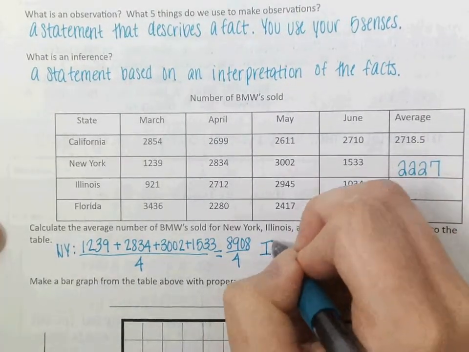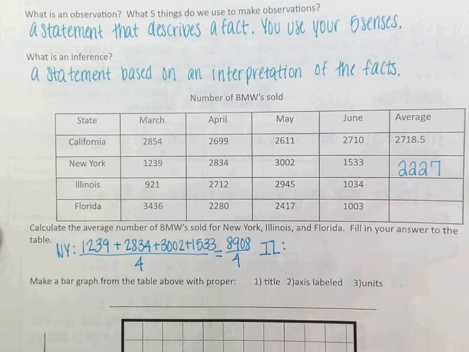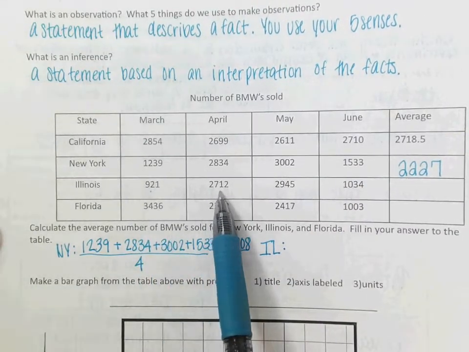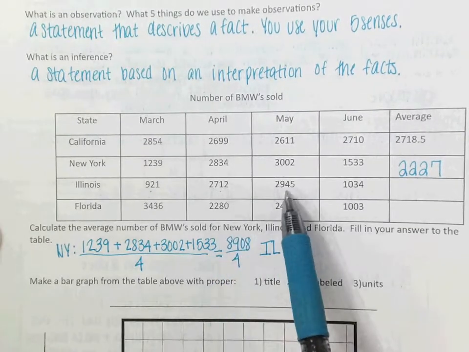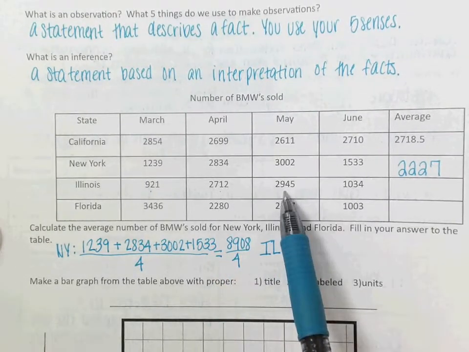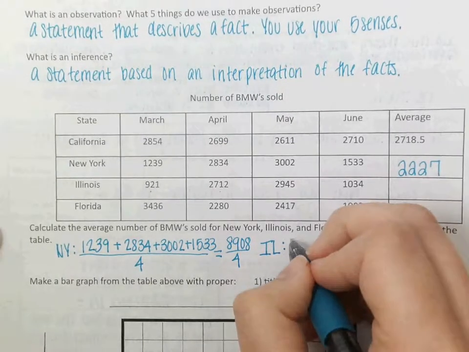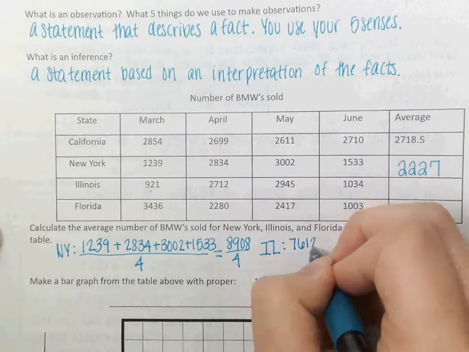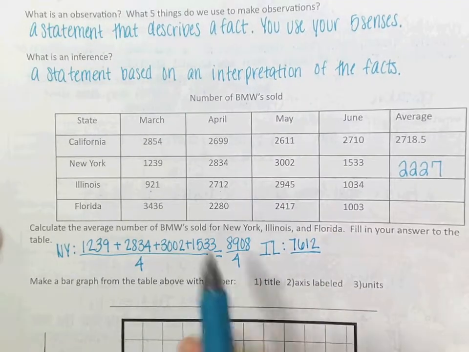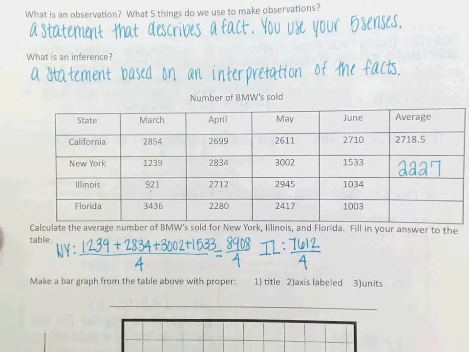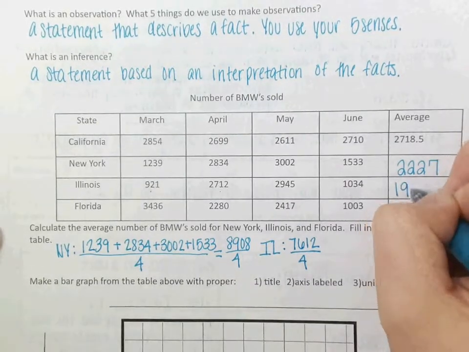For Illinois, I'm not going to write out all of the addition, but we know we need to add 921 plus 2,712 plus 2,945 plus 1,034. And when we add all those together, we get 7,612. And again, since we're adding 4 numbers, we want to divide by 4. And this gives us an answer of 1,903.